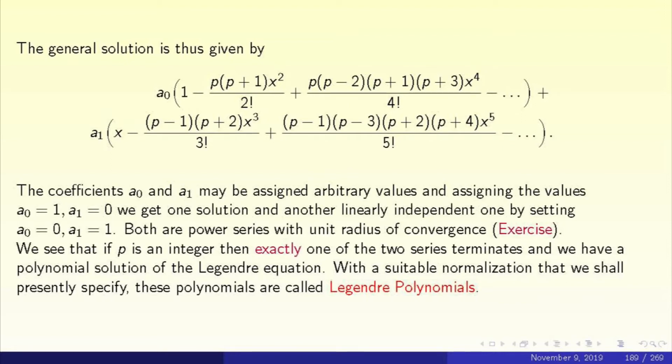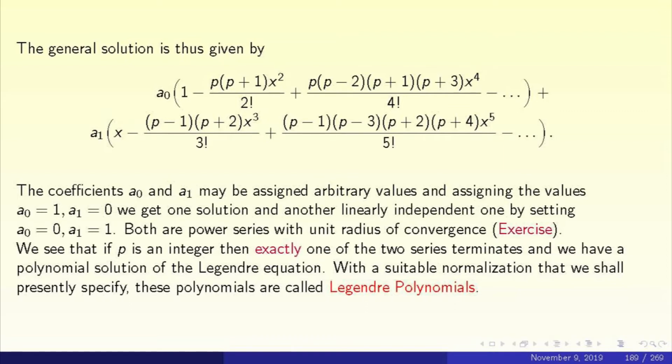All the odd ones will have an a1 in front. So you get a0 into big bracket 1 minus p(p plus 1) upon 2 factorial x squared plus p(p minus 2)(p plus 1)(p plus 3) upon 4 factorial x to the power 4 minus etc. a1 into big bracket x minus (p minus 1)(p plus 2) x cube upon 3 factorial plus (p minus 1)(p minus 3)(p plus 2)(p plus 4) x to the power 5 upon 5 factorial minus etc.